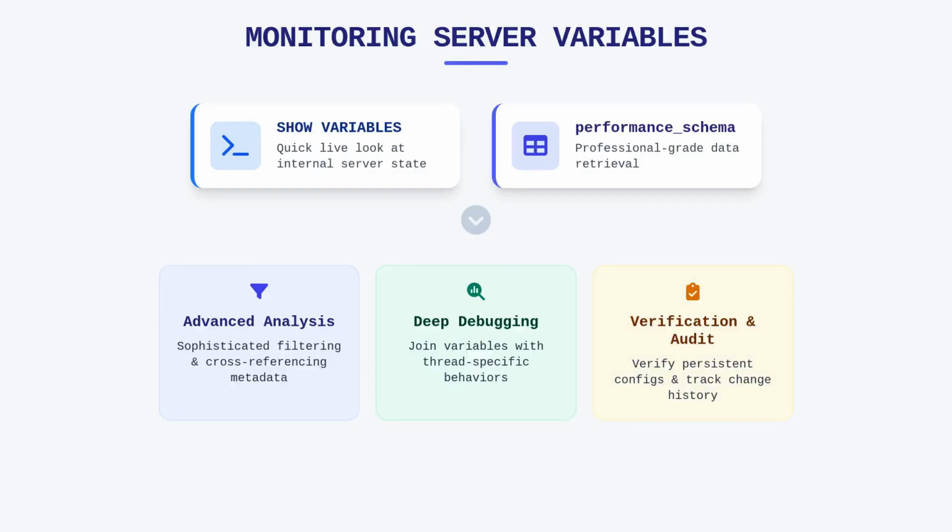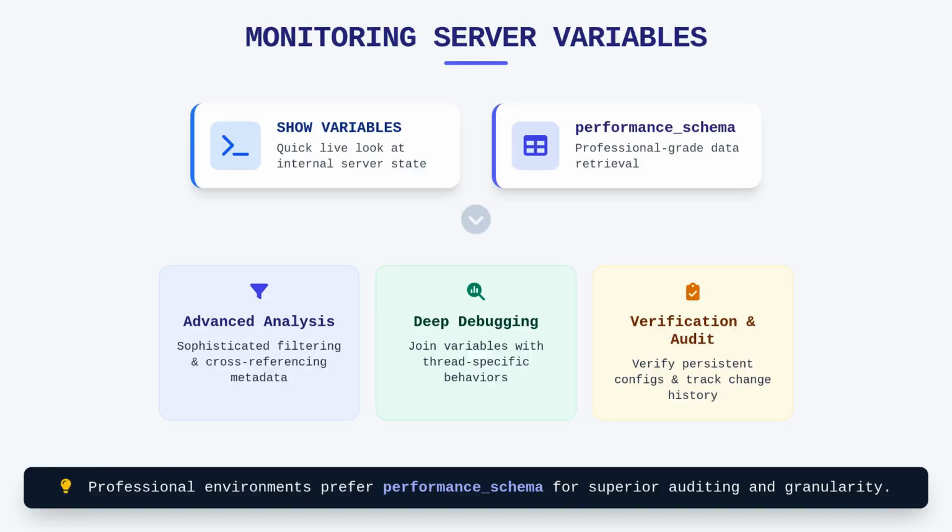When you need to verify changes, especially after using persistent configuration, querying these tables ensures that the server recognized your input and applied the values as intended. Relying on these tables also helps you audit configuration changes, as the metadata stored within performance schema provides context on who initiated the change and when.